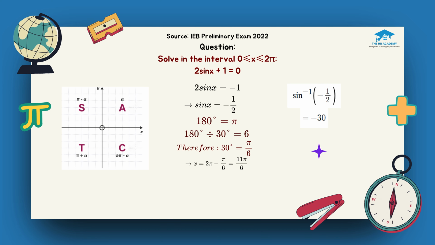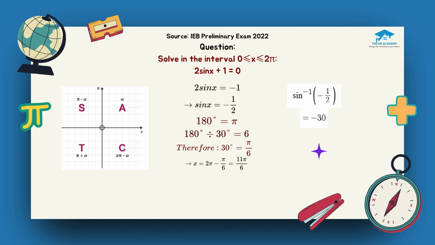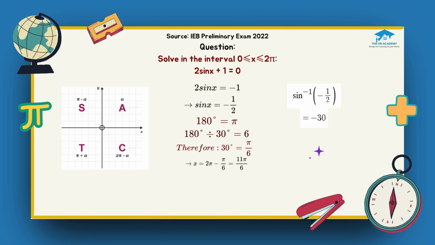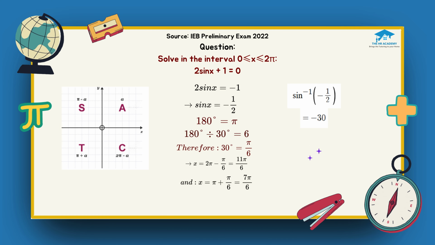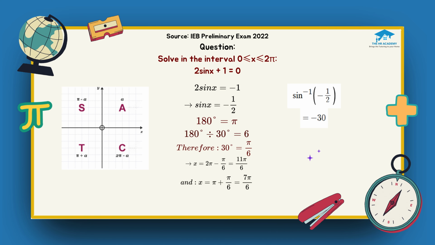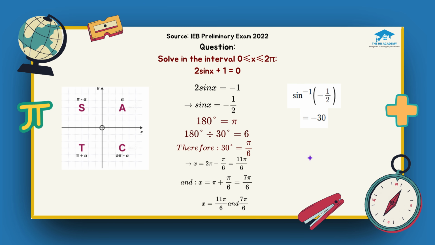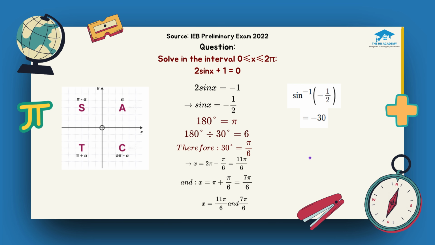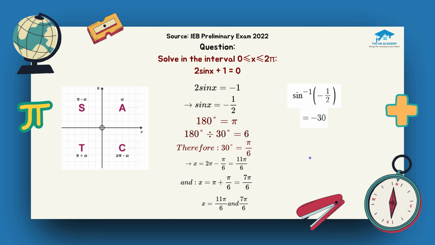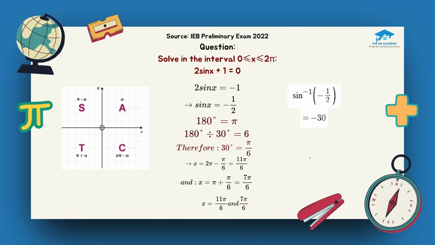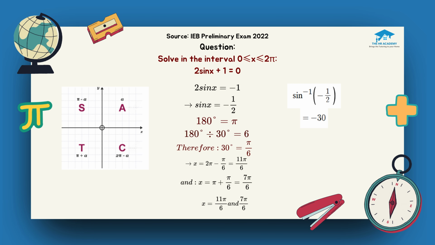Remember that sine is negative in quadrant 3 and 4. For quadrant 4 we should say 2 pi minus the angle we got, pi over 6, which gives us 11 pi over 6. And for quadrant 3 we should say pi plus the angle we got, pi over 6, which gives us 7 pi over 6. And our final answer is x is equal to 11 pi over 6 and 7 pi over 6. So remember, isolate, use your CAST, find your reference angle, and boom, 2 neat solutions. Trig really just wants to be understood.